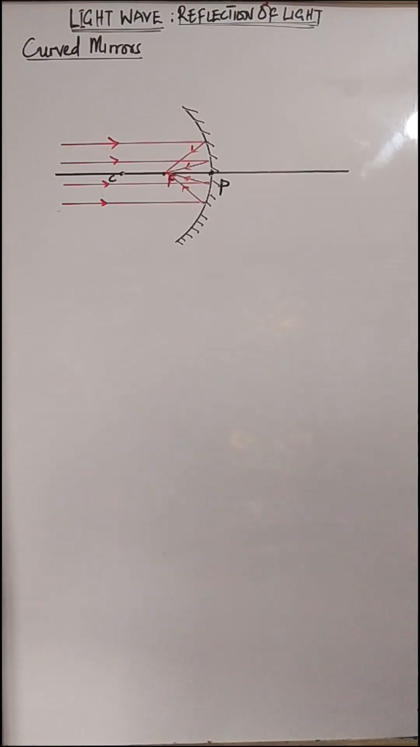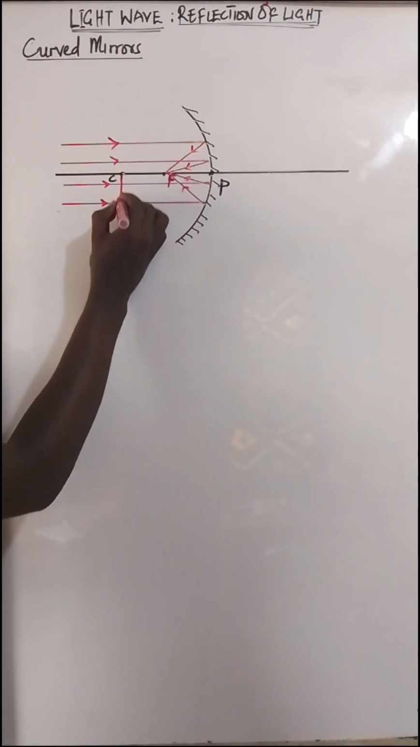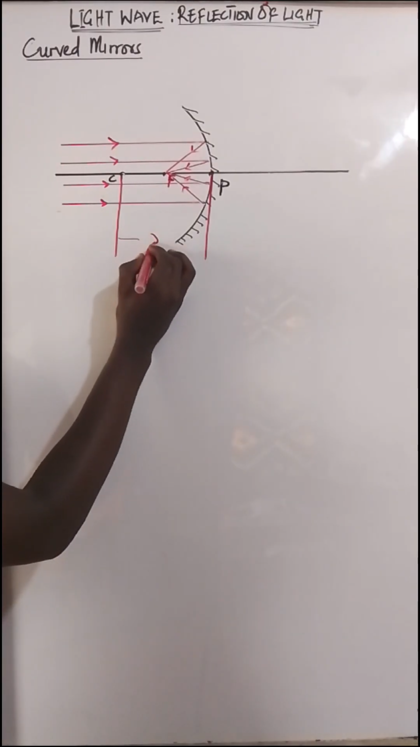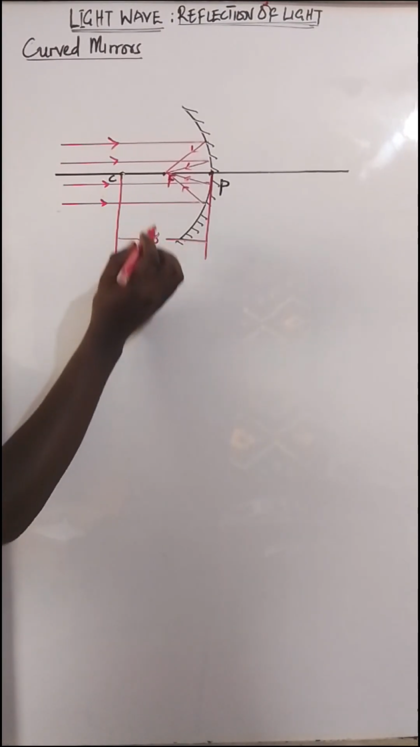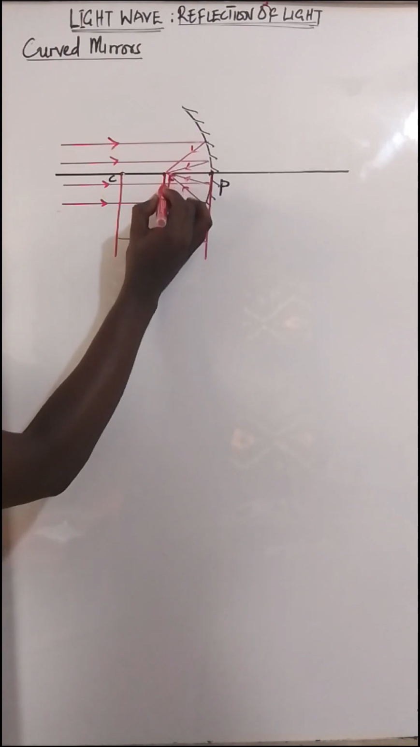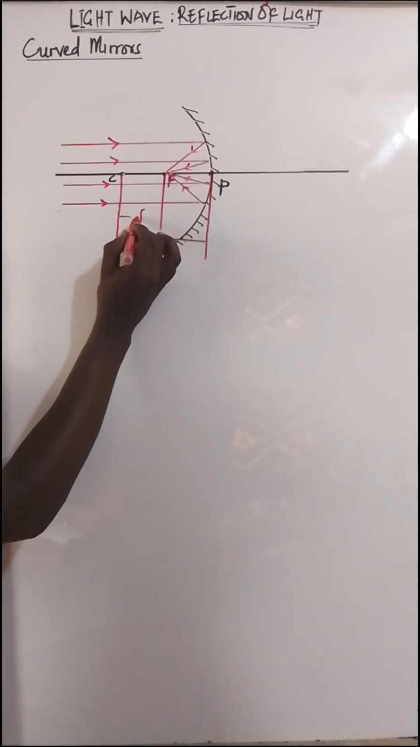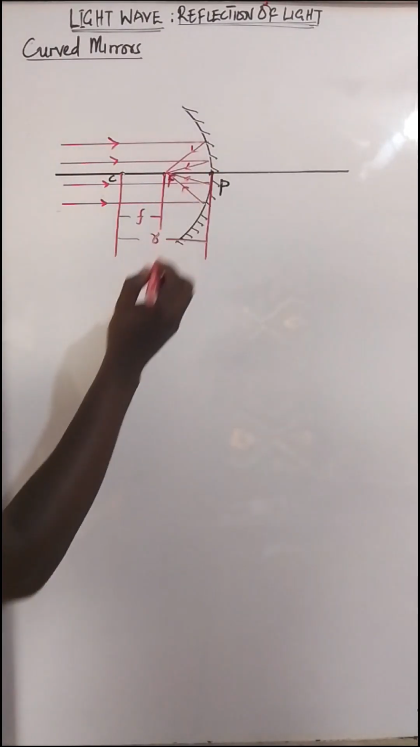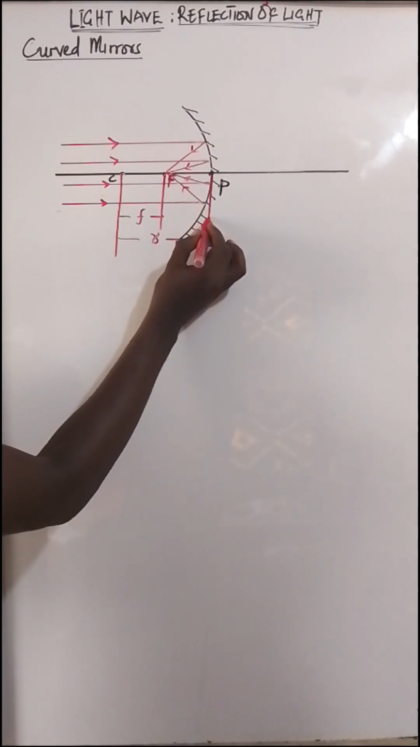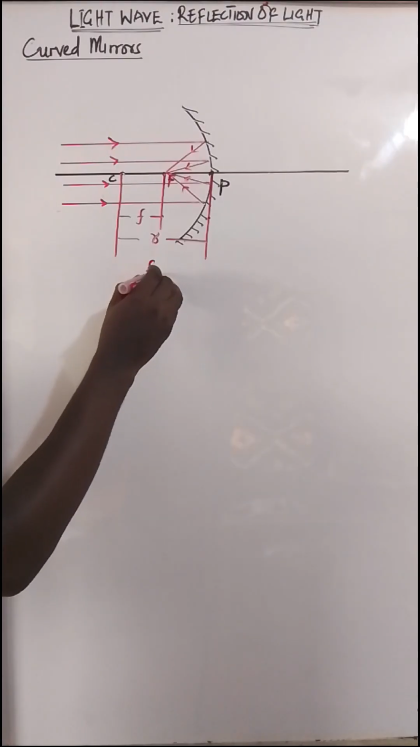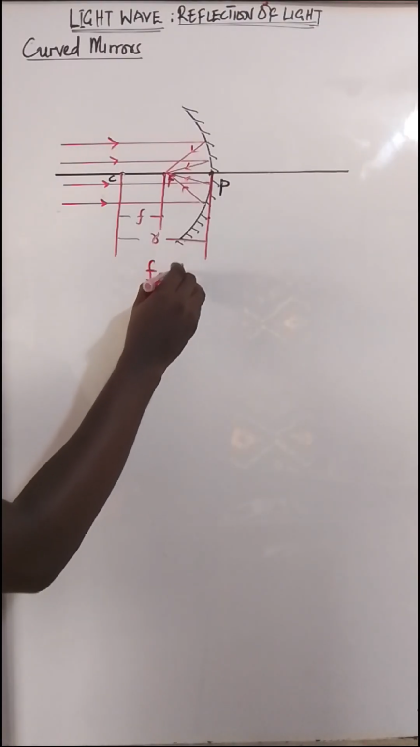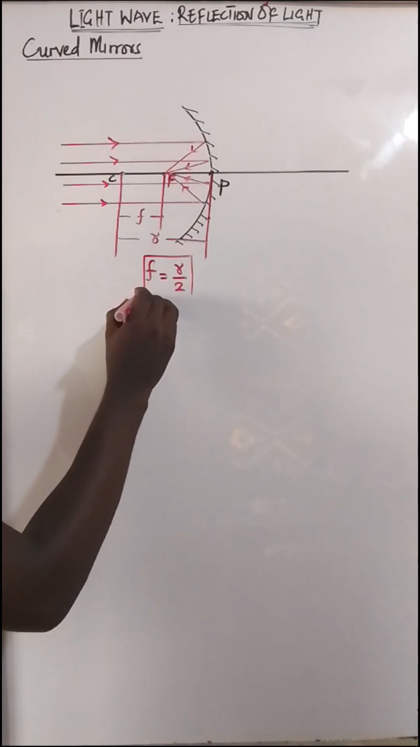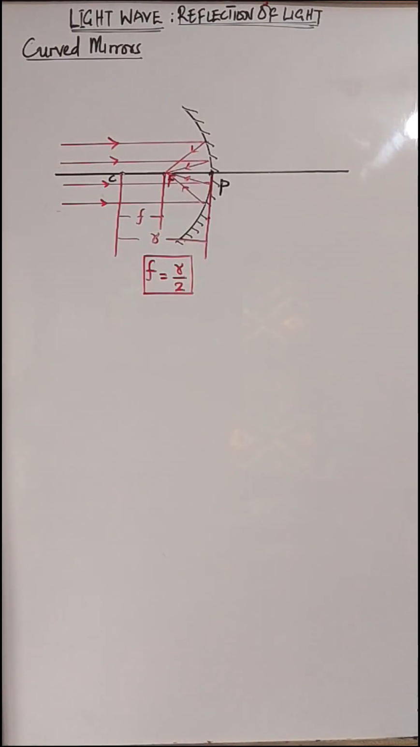Now the distance between the center of curvature and the pole is called the radius of curvature, R. The distance between the principal focus and the pole is called the focal length, F. And since F is the midpoint between C and P, it means the focal length is the radius of curvature over 2. Let's write out all those parameters.